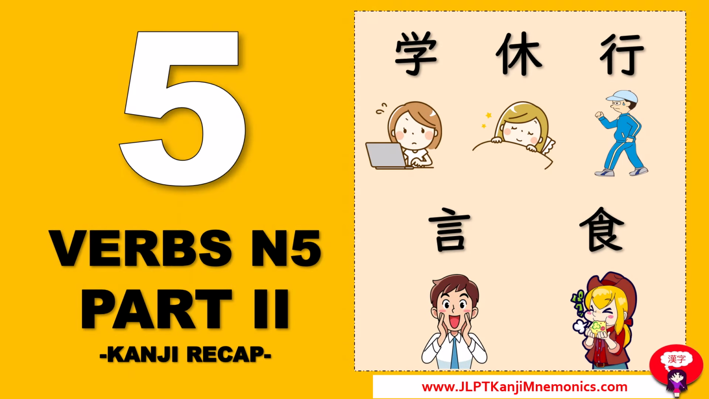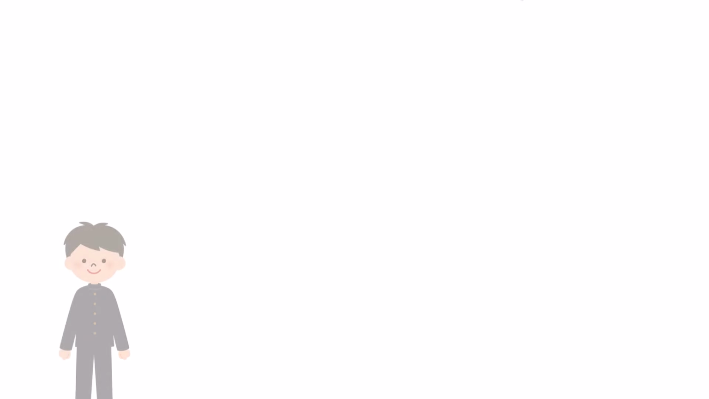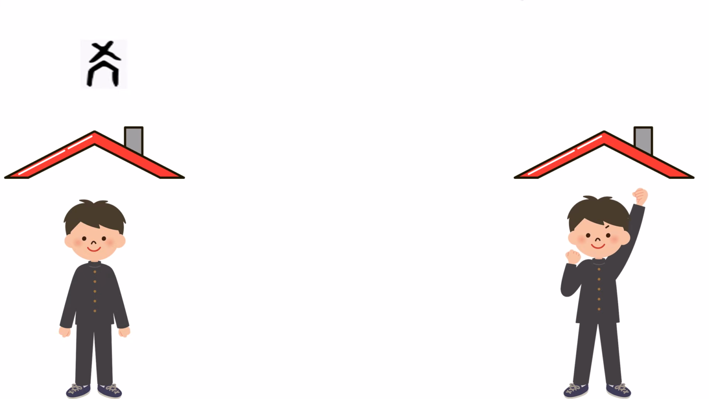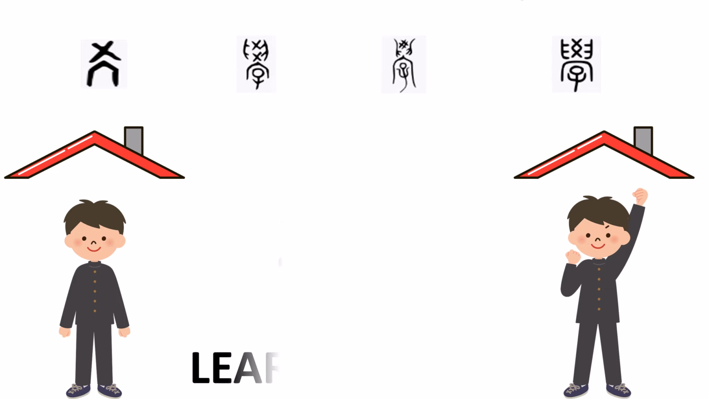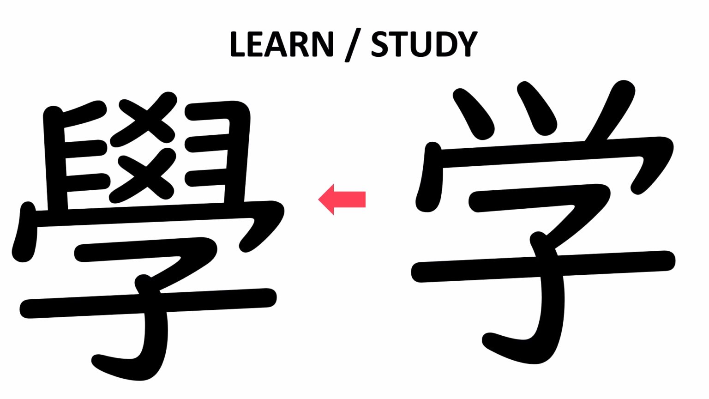Let's do a kanji recap of 5 JLPT N5 verbs. You stand beneath a roof, but not for shelter. It is a place where knowledge is passed down, where generations before you came to learn and study the truth. To understand its origin, let's take a look at the original version of this character.